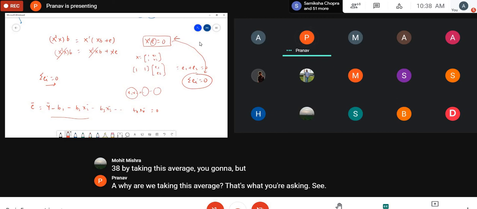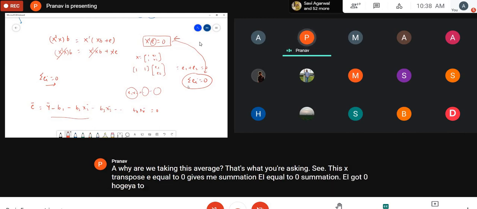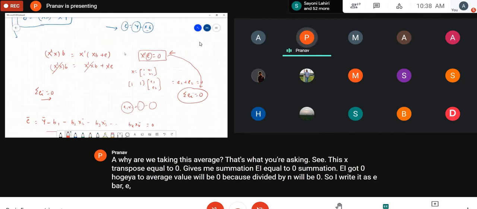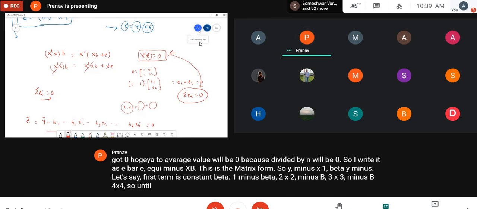See, this x transpose e equal to 0 gives me summation e_i equal to 0. Summation e_i अगर 0 हो गया तो average value will also be 0 because divided by n will be 0. So I write it as e bar. e क्या है मेरा? e है y minus xb. This is the matrix form. So y minus, let's say the first term is constant, beta 1, minus beta 2 x2 minus b3 x3 minus b4 x4, and so on till bk xk.